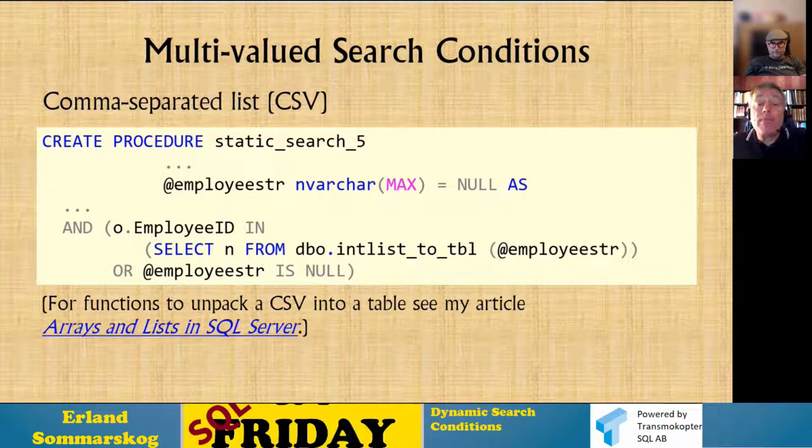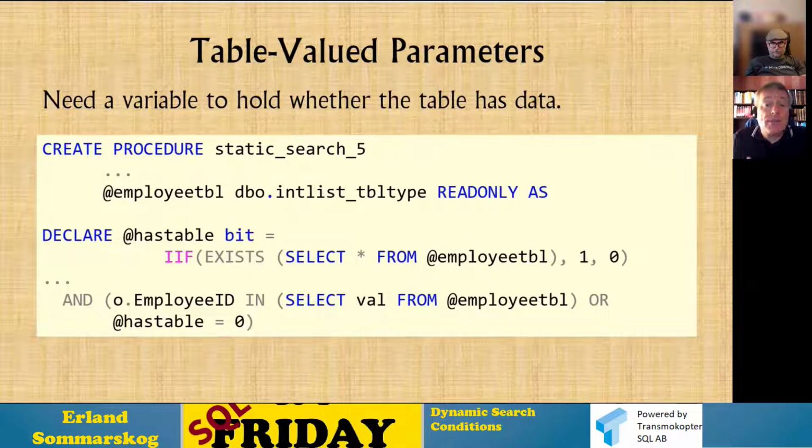Now, my preference, though, is to use a table-valued parameter because, well, we are in a database, so why not use tables? So we can pass a table value. We have to define a table type to do this, and it has to be read-only. Now, if you do this, you do need one extra step. You need to first inspect the table variable and save the result: is there any data in it, in a variable? And then use that variable in the actual query.